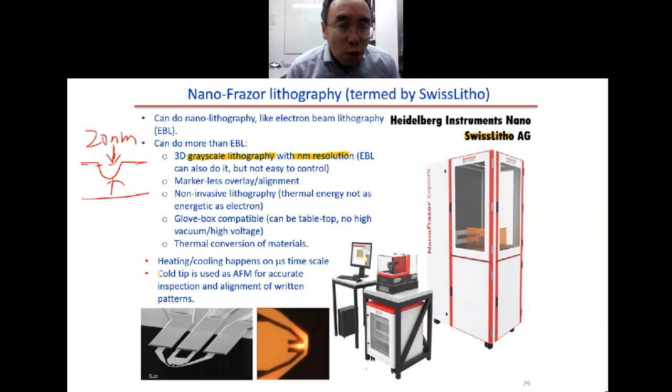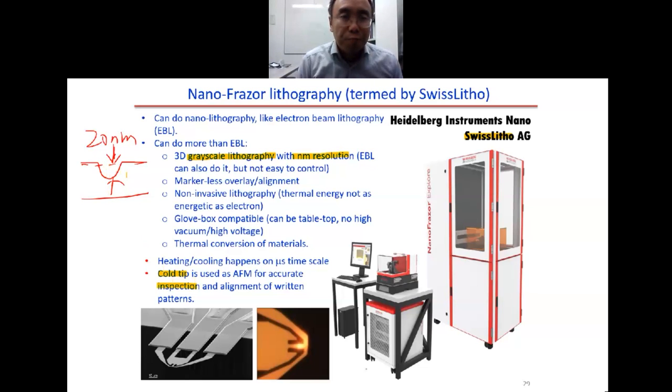But when the tip is cold, the cool down takes a microsecond. When it's cold, you can do the imaging, you can do the inspection, you do the AFM imaging. Then you can check how deep it is. If it is too deep, then you can modify the process so next time you get shallower. If it's too shallow, you can modify the process to make it deeper. Because of this feedback by the cold tip scanning, you can have very precise control of how deep you get.